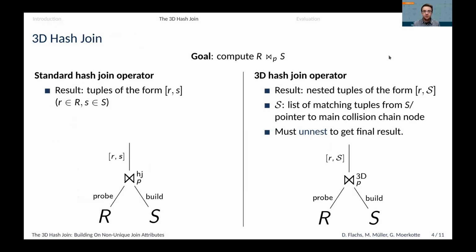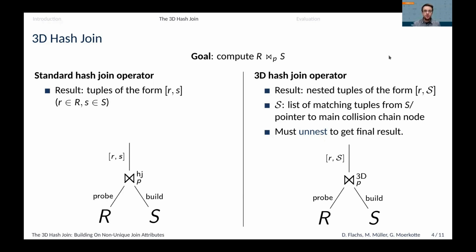Now let's see how the 3D hash join can be used to compute the join between two relations R and S on some equality join predicate P. We denote the standard hash join using a chaining hash table by Hj, and our approach by 3D. In this example, we first build a hash table on relation S and then probe it with tuples from relation R. The main difference between the standard hash join and the 3D hash join is its output.